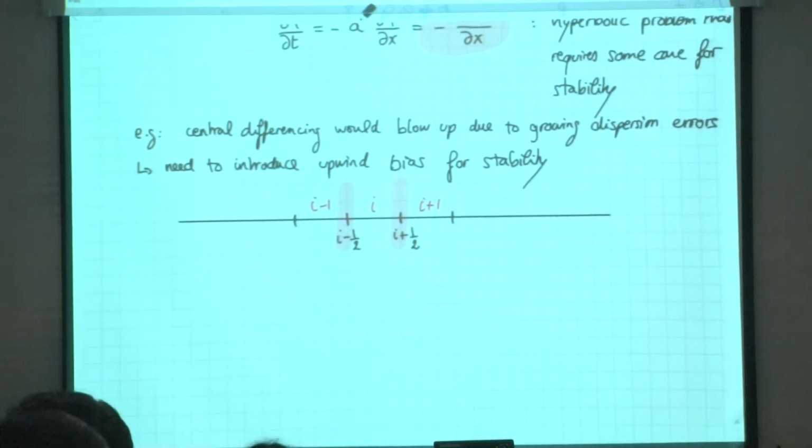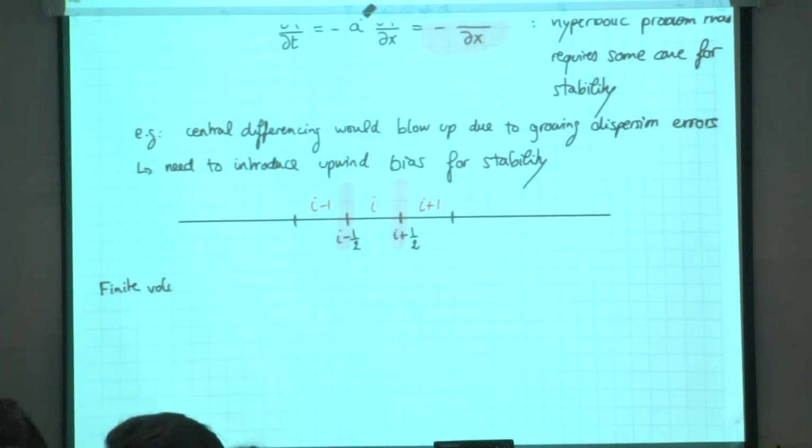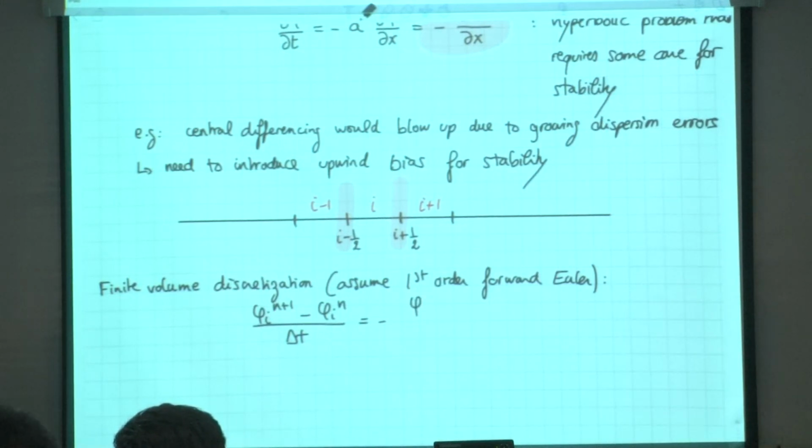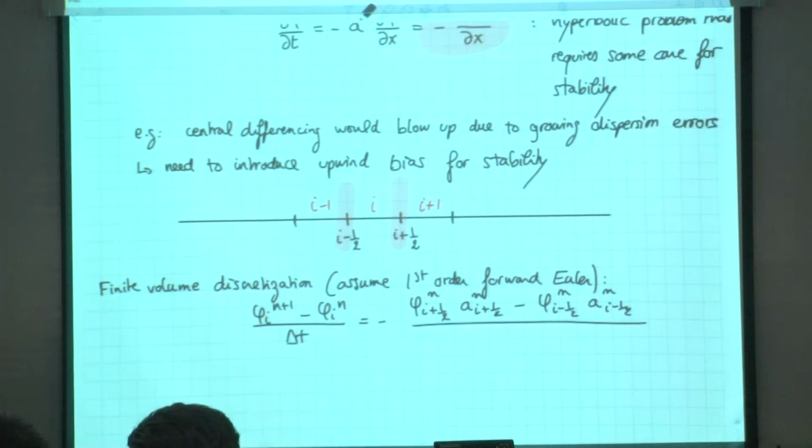Finding the flux values. So in our finite volume discretization, and you'll allow me to just assume first order forward Euler for the time integration, we're going to get that phi at I at n plus 1 minus phi I at n over dt is equal to minus phi at I plus 1/2 at n times a at I plus 1/2 at n, minus phi at I minus 1/2 at n times a at I minus 1/2 at n, the entire thing over dx.